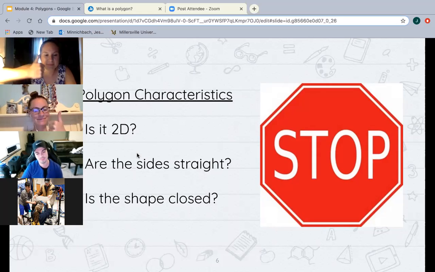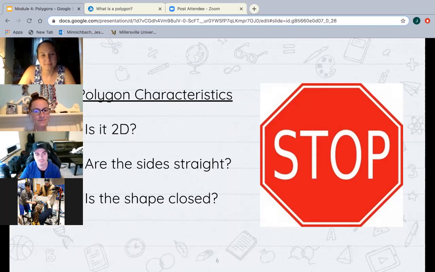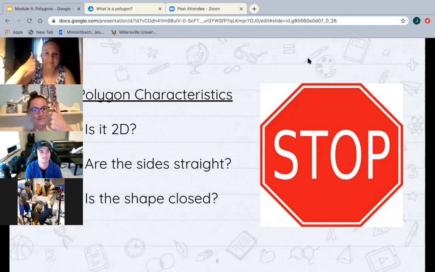Our second criteria, are the sides straight? A thumbs up if all the sides are straight, a thumbs down if they are not. Great. So far, does this shape meet our criteria of a polygon? Everyone? Yeah. All right, so our last criteria, is the shape closed? Are there connecting vertices at every point? Again, a thumbs up for yes and a thumbs down for no. All right, awesome. So since this meets all three criteria of our polygon, is the shape a polygon or a non-polygon? Polygon. A polygon. Fantastic, third grade.